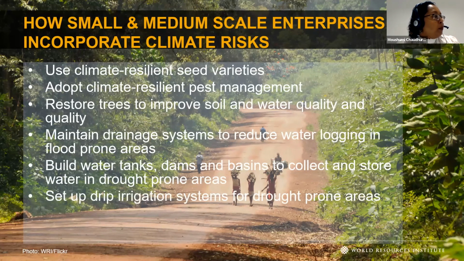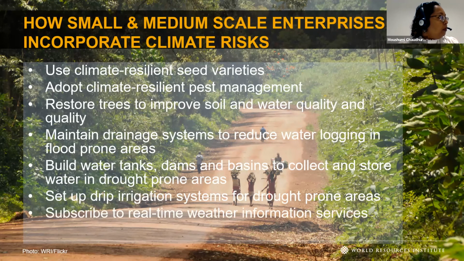You might want to set up drip irrigation systems for drought-prone areas as well. Drip irrigation can be expensive. Again, if you're looking into this option, you might have to engage with your local government to get finances or get access to drip irrigation. But this is a very water-efficient way to keep your crops alive or your trees alive.